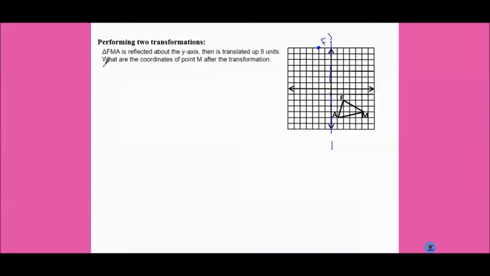Now we could keep going, but the question just asks, what are the coordinates of point M after the transformation? So I'm not going to worry about A. I'm just going to do M. So 1, 2, 3, 4, 5, and up 9. 1, 2, 3, 4, 5, 6, 7, 8, 9. So that would be M prime. So let's see where that coordinate is. 1, 2, 3, 4, 5. So negative 5. And positive 5.